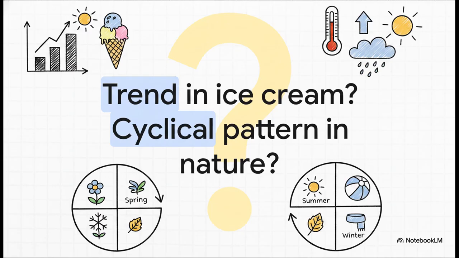First question. What is the trend in ice cream sales from January to July? Well, think about the weather. As it gets hotter, heading into summer, ice cream sales naturally go up. That's an increasing trend. And what about a cyclical pattern in nature? Think about the seasons themselves, spring, summer, fall, winter, just constantly repeating in a flawless loop.